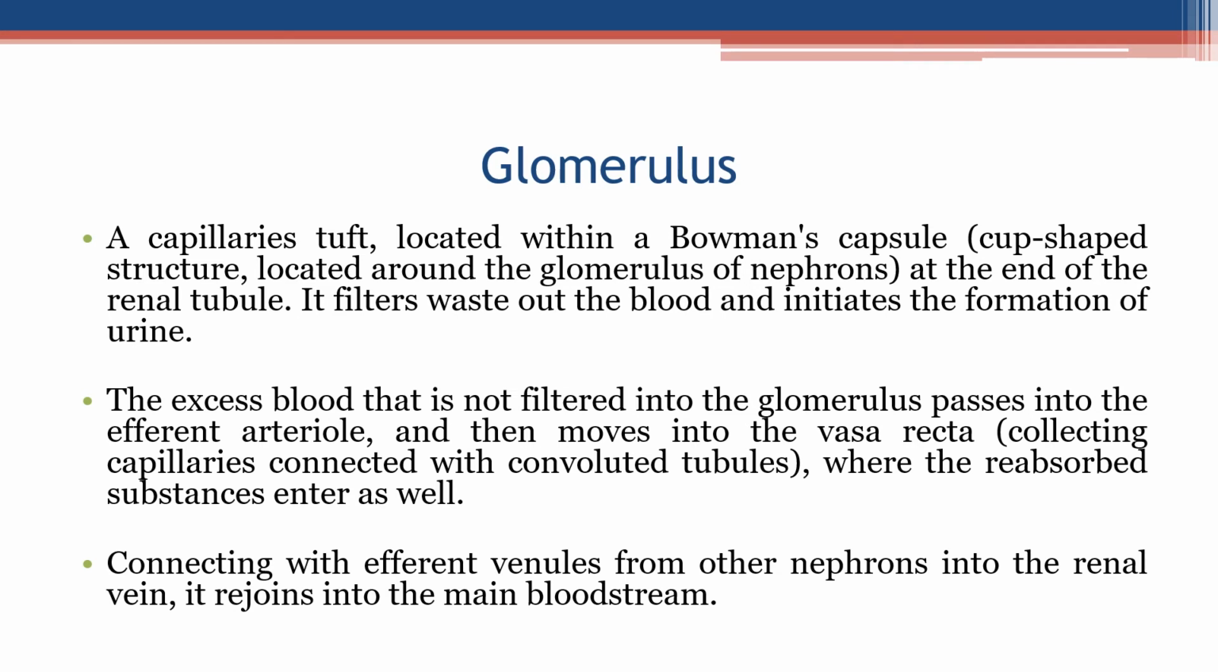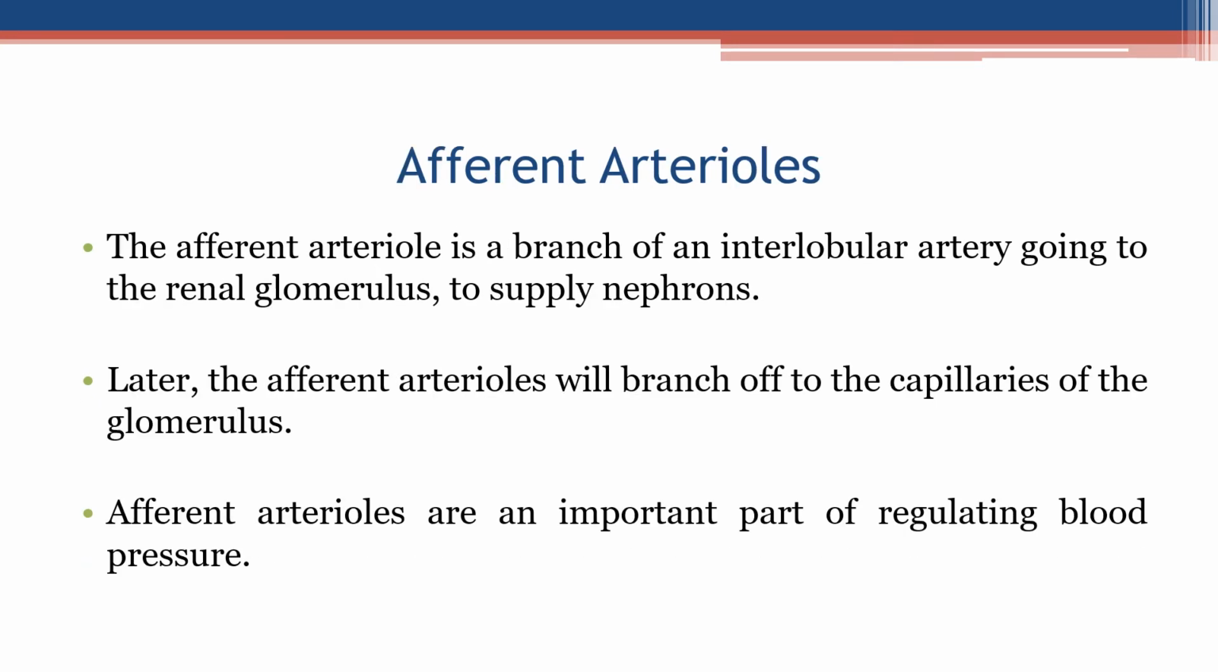Glomerulus. A capillary tuft, located within a Bowman's capsule, a cup-shaped structure located around the glomerulus of nephrons, at the end of the renal tubule. It filters waste out of the blood and initiates the formation of urine. The excess blood that is not filtered into the glomerulus passes into the efferent arteriole and then moves into the vasa recta, collecting capillaries connected with convoluted tubules, where the reabsorbed substances enter as well. Connecting with efferent venules from other nephrons into the renal vein, it rejoins the main bloodstream.